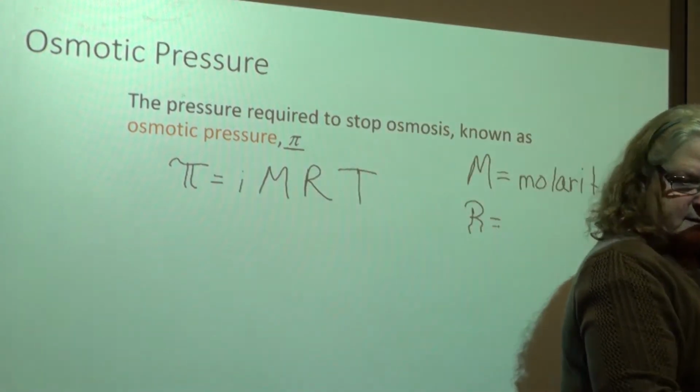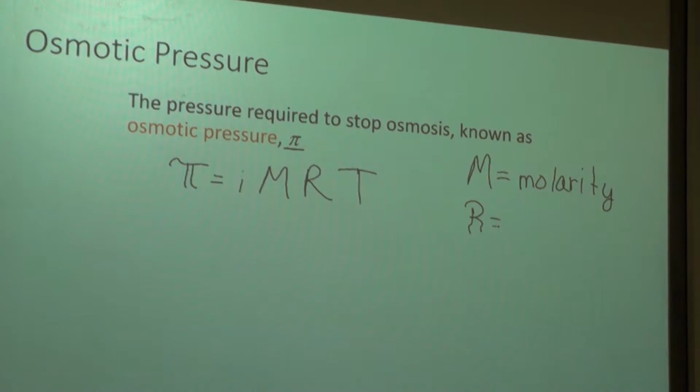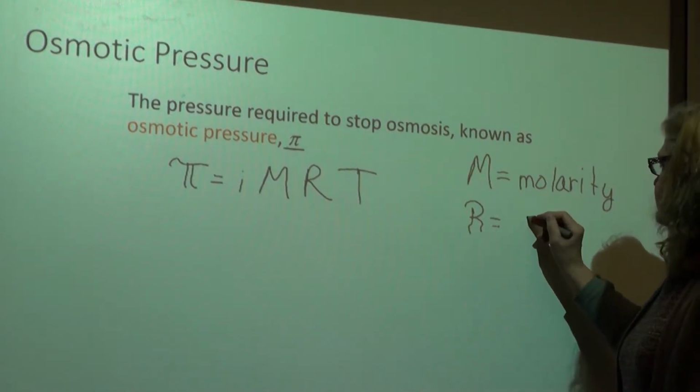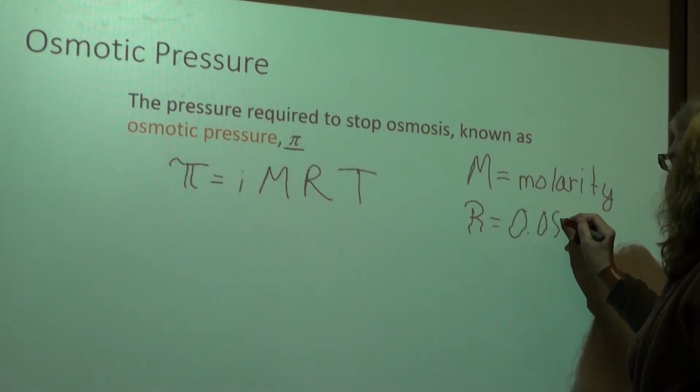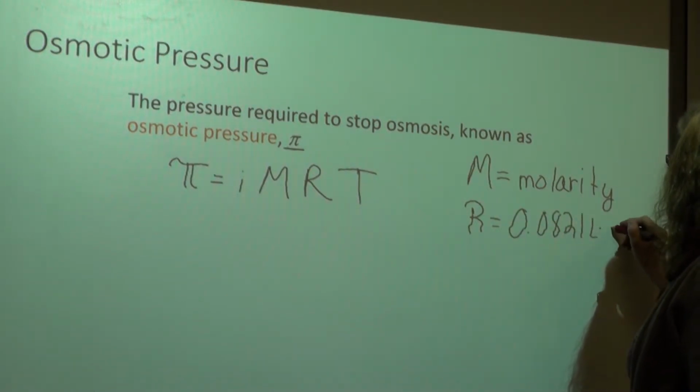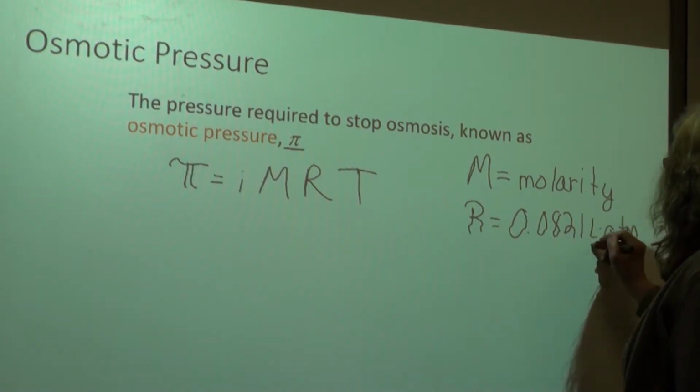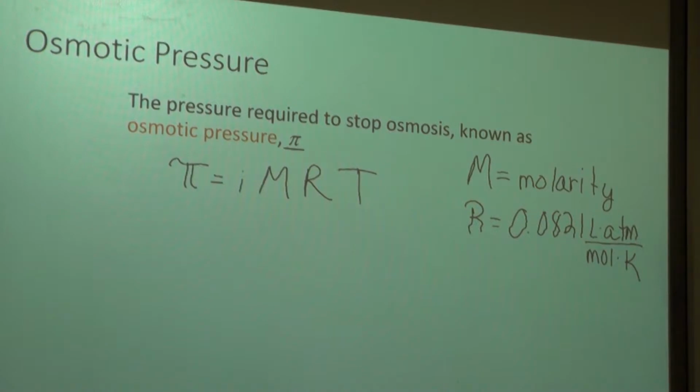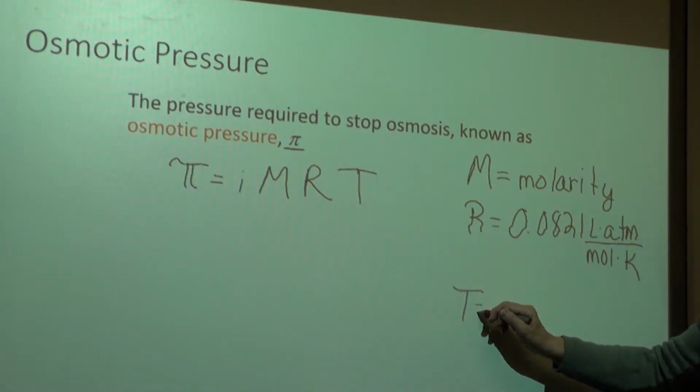Where have we seen R before? PV and RT. Yeah, PV equals nRT. So R is the gas constant, and it's 0.0821 liter atmospheres per mole Kelvin. So it's the same number that it was before. T is the temperature.